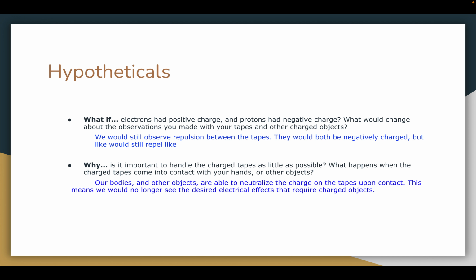Now, why is it important to handle the charged tapes as little as possible? This is because our bodies and other objects are able to neutralize all or some of the charge on the tapes upon contact. Therefore, we would no longer see the desired electrical effects that require charged objects. I mean, if the tapes were neutral, no repulsion would be observed.